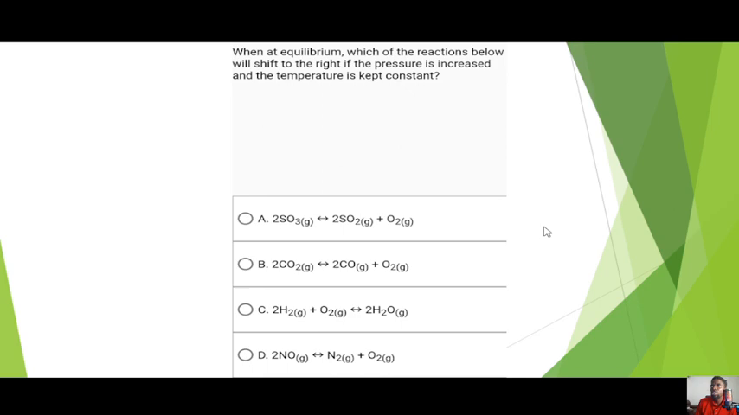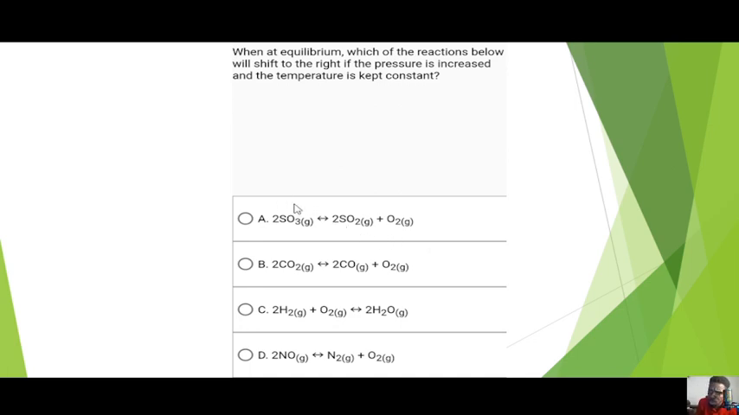Now, mind you, if pressure is increased, the system will need to decrease pressure, which is to go to the side with less number of moles. So if it is going towards the right, it means that the right side has to have a lesser number of moles of gases. Remember, they increase, so the system decreases. So let's consider A.